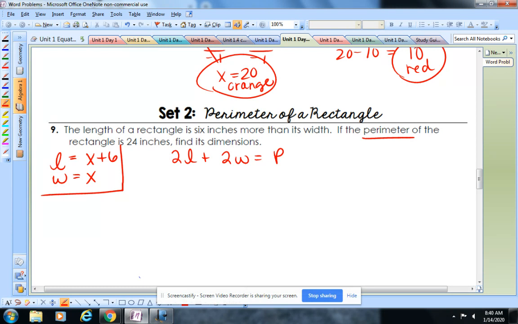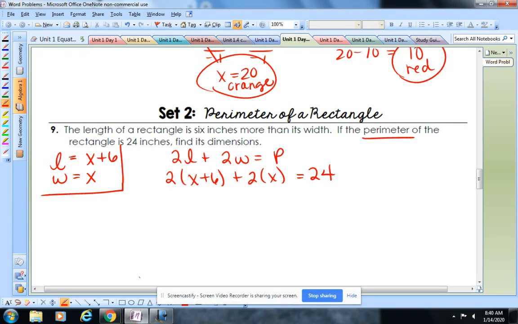All right. So plug these in. Keep your 2's. They're part of the formula. So 2 times, what do we call L? X plus 6, plus 2 times, what do we call the width? X, equals, did they tell us a perimeter? 24. Y'all see that? The 2's are part of the formula. You got to keep them there. You plug in what you say is L, and you plug in what you say is W.